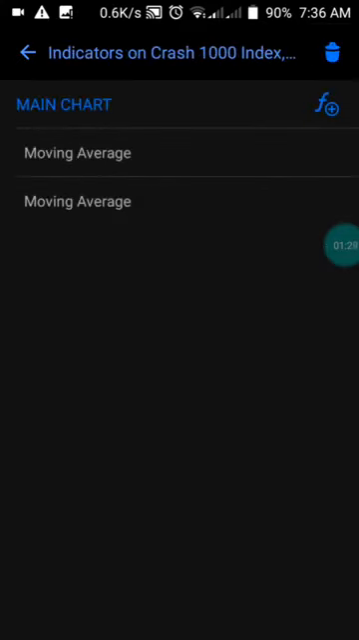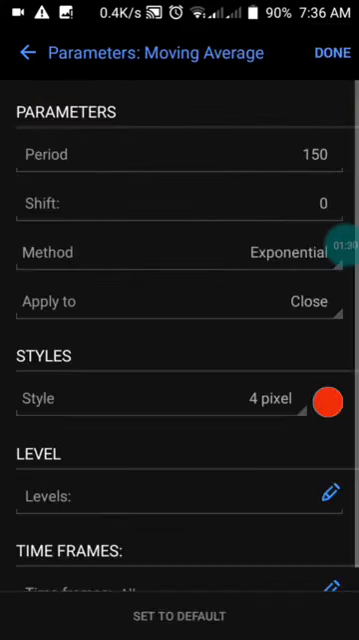Then you click another F button that will show you another moving average. The period is 150, and we have the shift of 0. The method is exponential. We apply to close, and we have red as our color here. And then you press done.